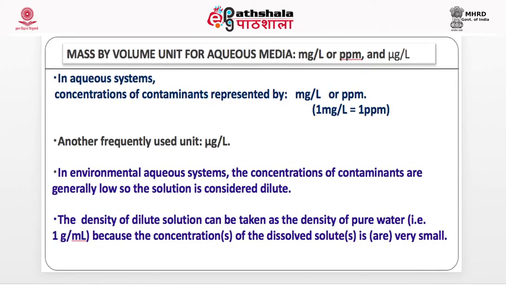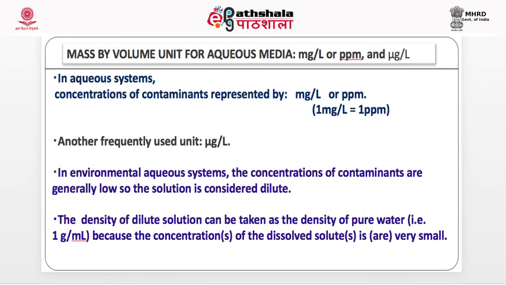Mass by volume unit for aqueous media. Now this is also a very popular unit in water pollution: microgram per liter or ppm. Ppm in aqueous solutions is equal to milligram per liter, okay? In aqueous systems, ppm is preferred and widely used for representing concentrations of contaminants. In environmental ecosystems, the concentrations of contaminants in solutions are generally treated as dilute.